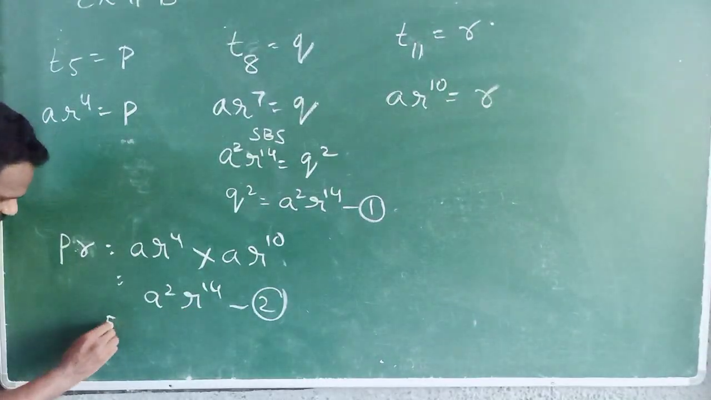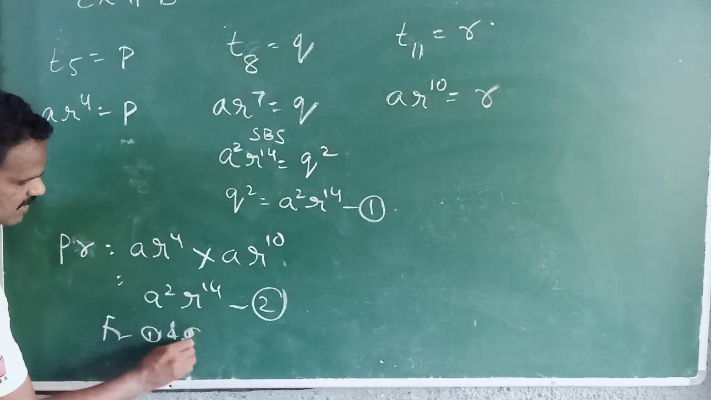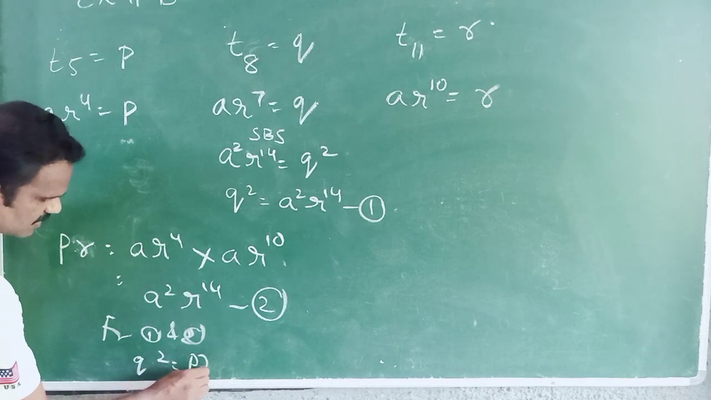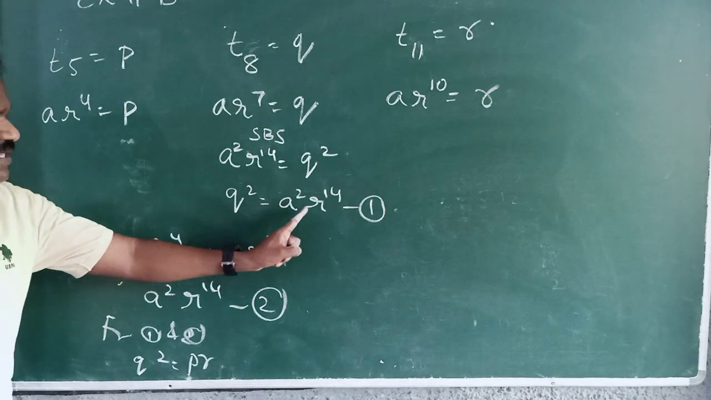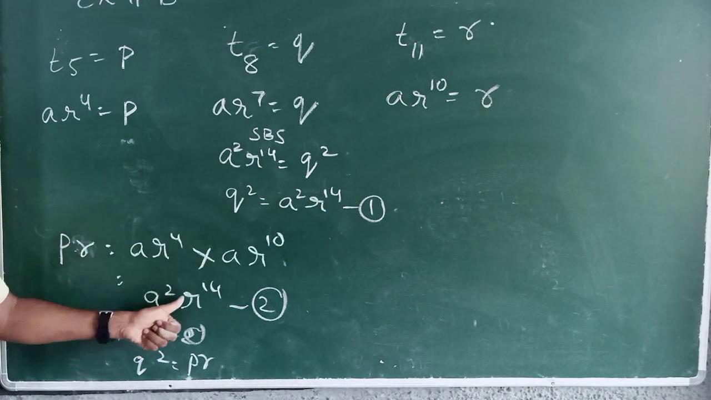From 1 and 2, we can write as Q square is equal to PR. Since Q square is equal to A square R to the power of 14 and PR is equal to A square R to the power of 14.